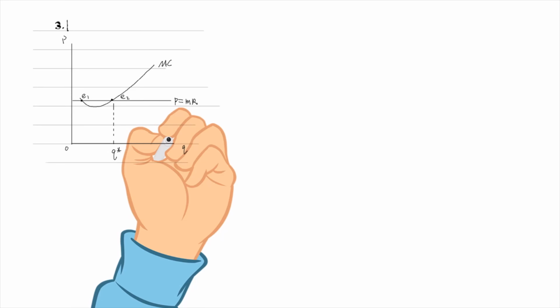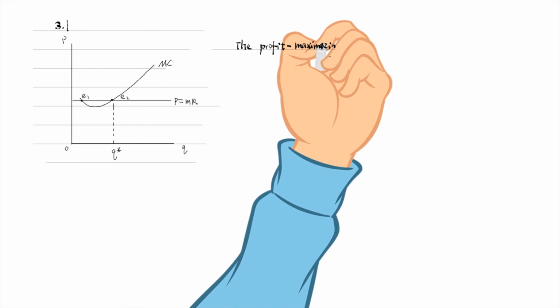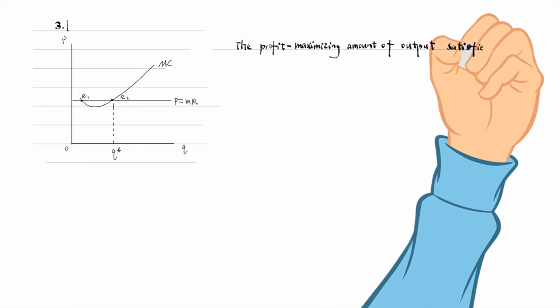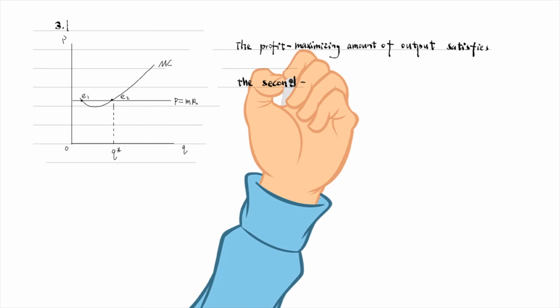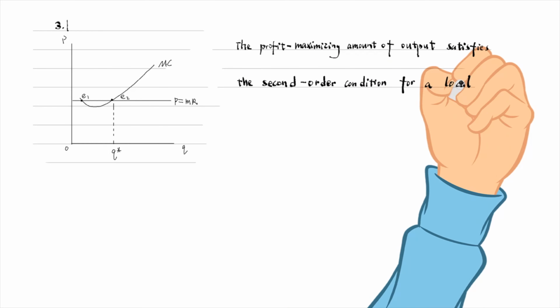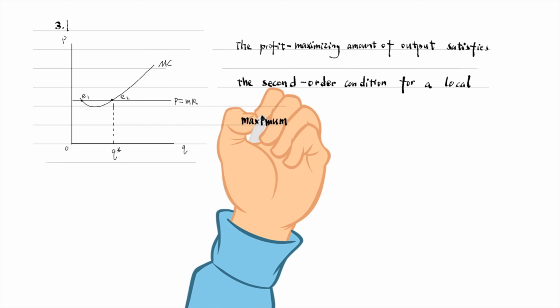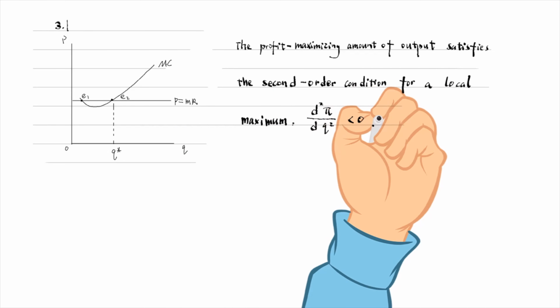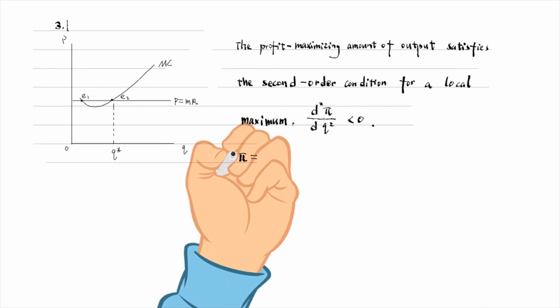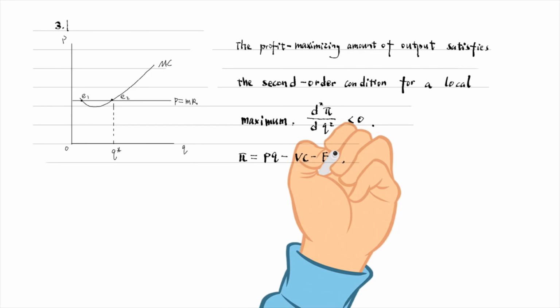The profit maximizing amount of output satisfies the second-order condition for a local maximum. The second derivative of profit with respect to output is negative. It means the change in the marginal profit is negative at that output level. We can write out the profit as 3 terms, where the revenue equals the market price times the quantity for a competitive firm.